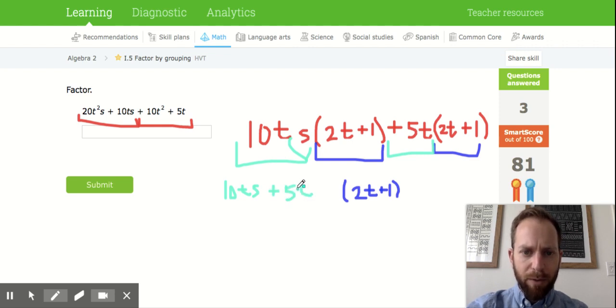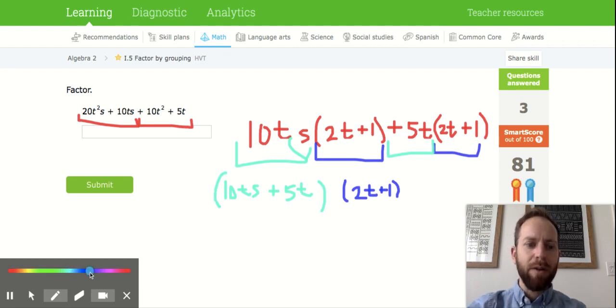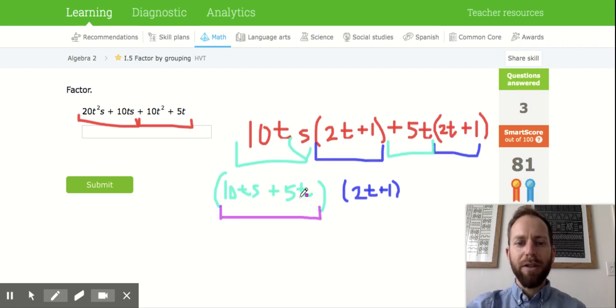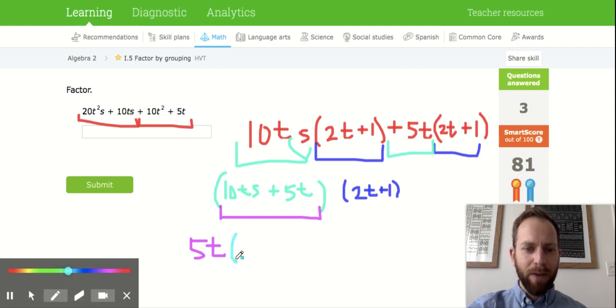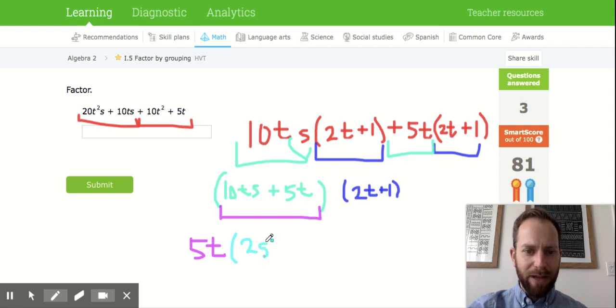Now, the reason we can go a little bit further is because I actually see something that we can still factor out of this first quantity, right? Now look at this, right? This is not completely factored yet because look, there's something in common between these terms. We have this 5t and we have this 10ts, right? We can factor out 5t from there. So if I factor out 5t, let's see what's left. Well, 5t times what? 5t times 2 makes 10, and there's still an s left inside, right? Because I factored out the t. And then plus, it says 5t, so that would just be 1.